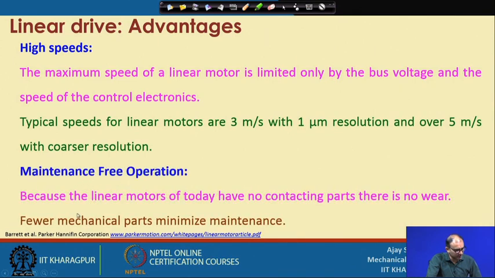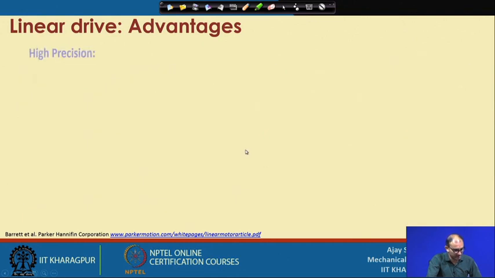It is mostly maintenance free, because it does not have so many mechanical components, and another thing is that there are no contacting parts. The moving parts are separated from each other, so it does not have any wear. That is the way it has some advantages in terms of maintenance.